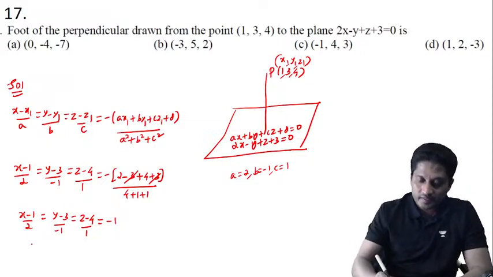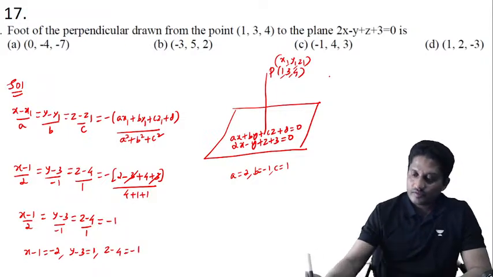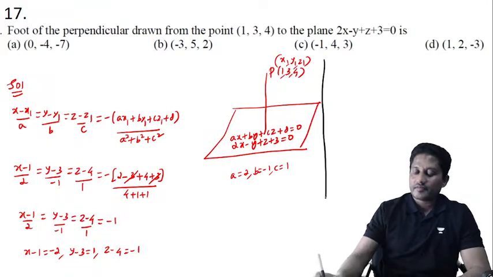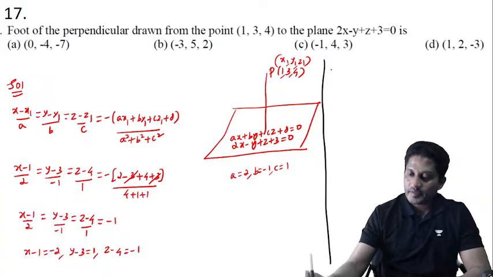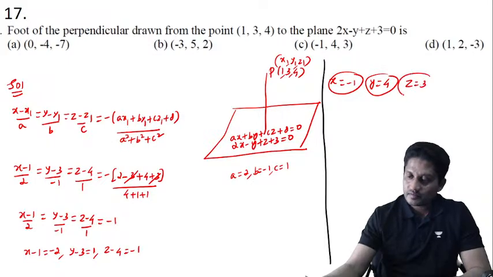Now if I cross multiply, x minus 1 is equal to minus 2, y minus 3 is equal to plus 1, and z minus 4 is equal to minus 1. Now you shift to the right side. If I cross multiply and find the values of x, y, z, the foot of the perpendicular will be x is equal to minus 1, y is equal to plus 4, z is equal to plus 3. So the foot of the perpendicular is (minus 1, 4, 3). Answer is option C.